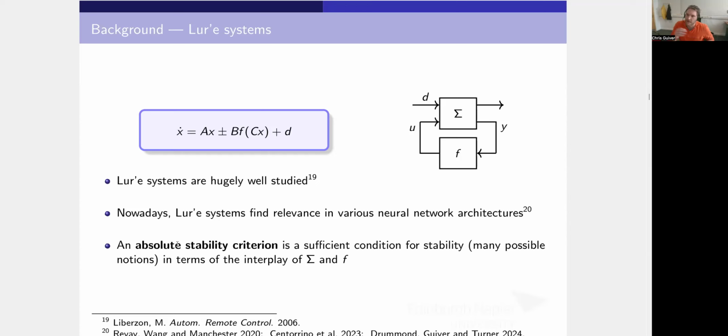So the stability theory of these objects is classically called absolute stability theory. And an absolute stability criterion, as shown on the slide, is a sufficient condition for stability. Now, at this point, stability means many possible things. And it's in terms of the two things that you've got, right? The interplay of the linear system Sigma, captured by A, B, C or its transfer function, and the nonlinear term F.